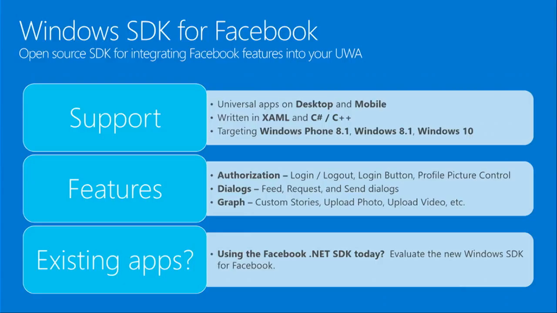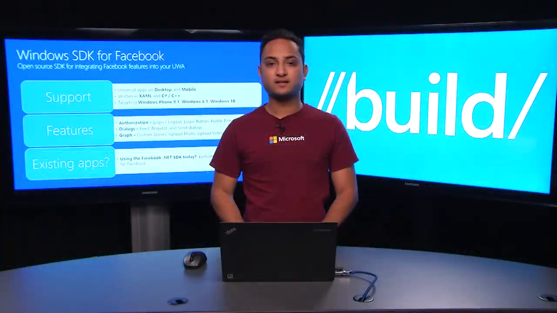The dialogues represent the three major dialogues in the SDK: feed, request, and send. The feed dialog, or share dialog, allows the developer to specify custom content that the user can then share to their friends on their timeline. The request dialog, for games, allows users to send requests to their friends to come play their game. And finally, the send dialog allows users to again share custom content, this time in a private message to any of their Facebook friends.